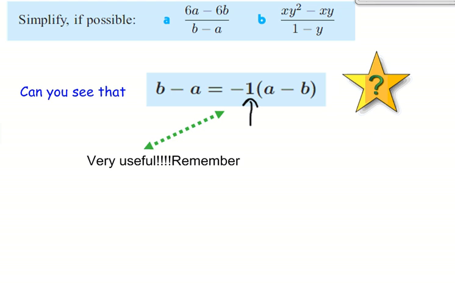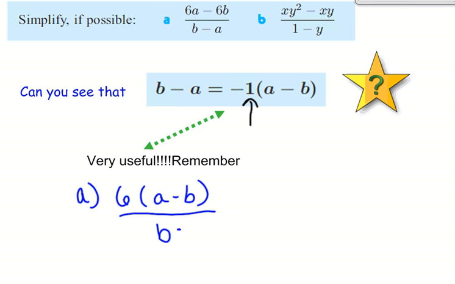Okay, these are also really good examples. The first one here, for letter A, in the numerator, notice we can factor out a 6. So we've got 6 times a minus b, and in the denominator we have b minus a, which they're really similar, aren't they? And naturally we want to just be able to cancel our a minus b's.